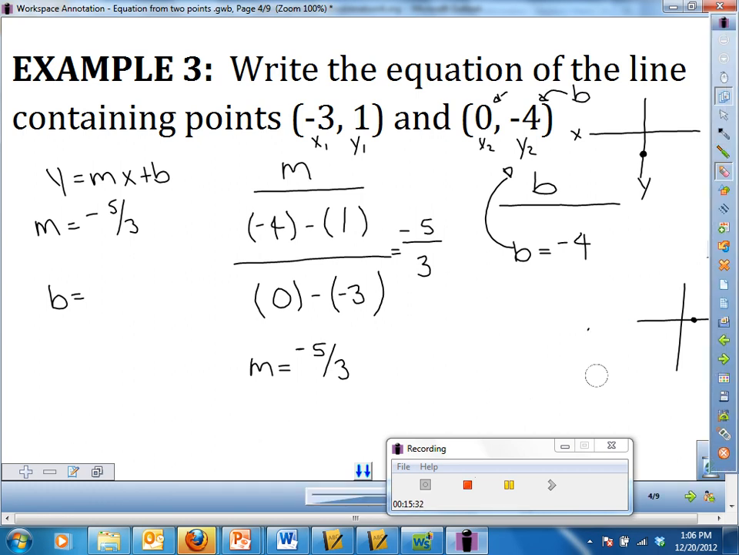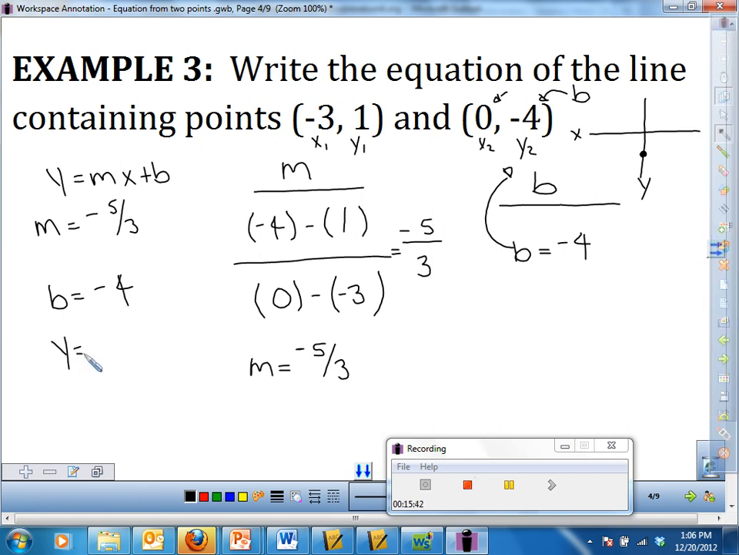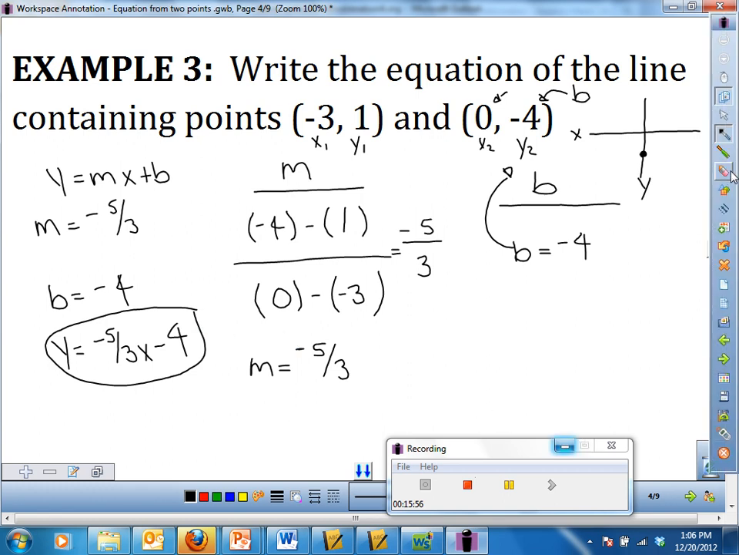In this example, we have the point 0, negative 4. So we know that our b is negative 4. So I'm going to write that here. Go ahead and write my equation. Y equals negative 5 over 3x. Remember, we don't want to put plus negative 4, so I'm going to write minus 4. And that is my equation. Just like before, we should always check our work.